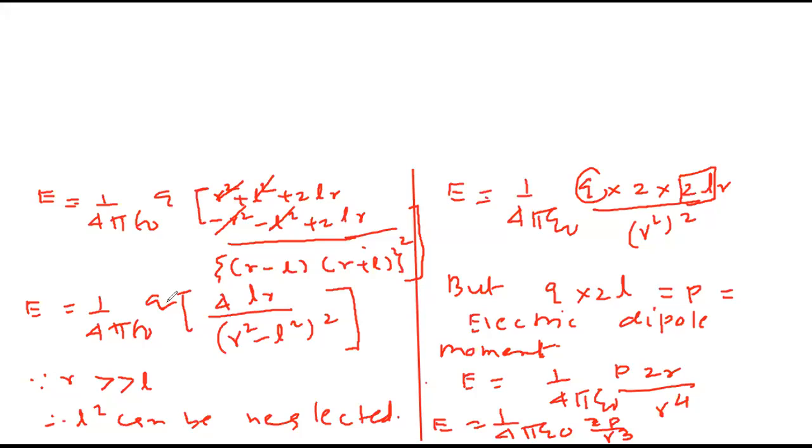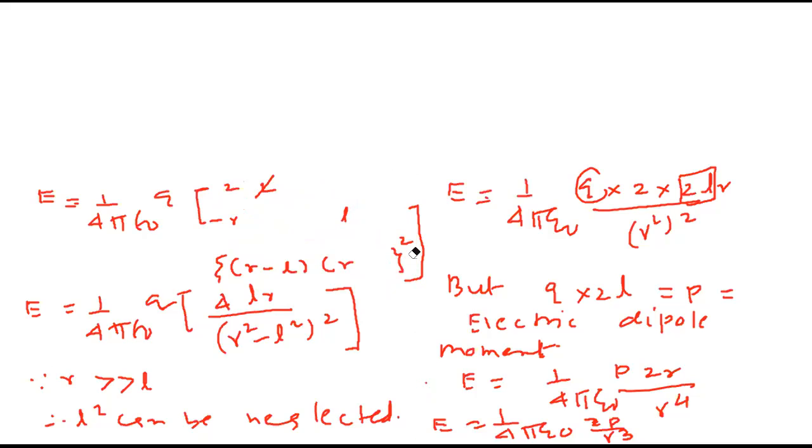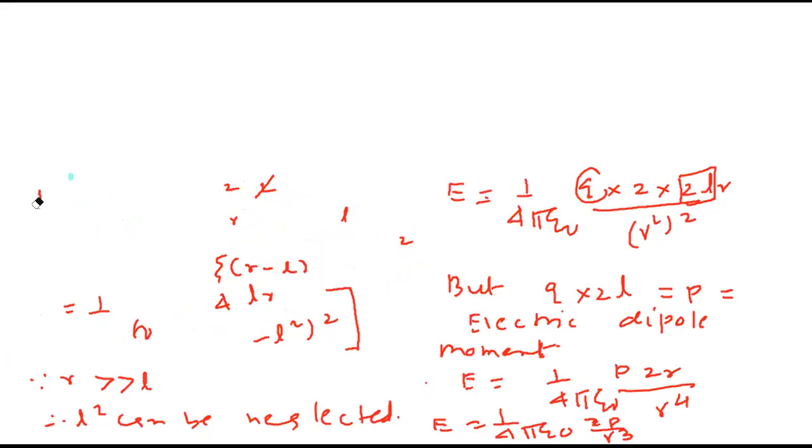Completed till that? 1 upon 4 pi epsilon naught 2p upon r cube. Yes, sir. Can you suggest the direction of this resultant? Outward, inward, where will it act? This final intensity, where will it act? E1 was inward, E2 was outward. So this resultant is where? So it's positive, so it will come inward.